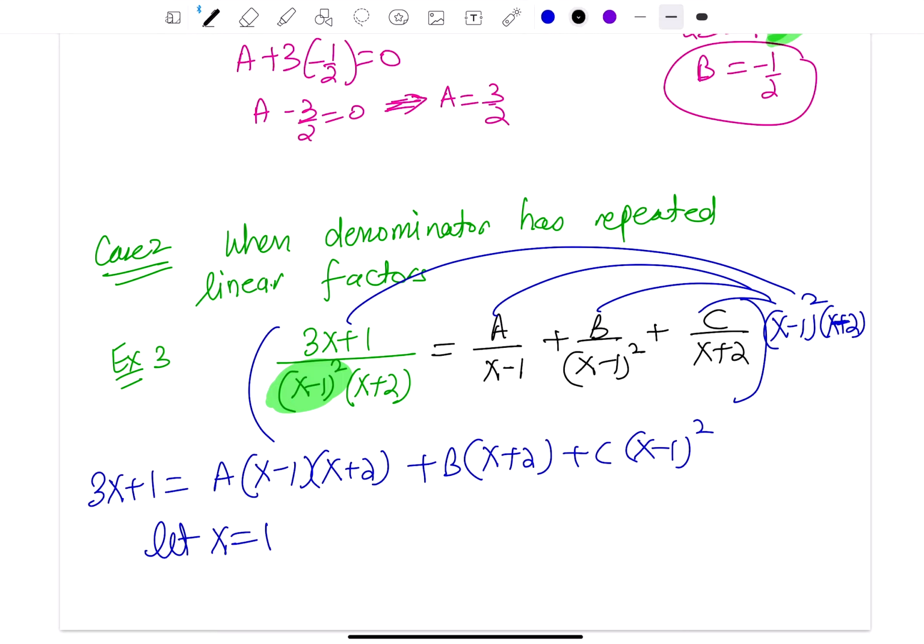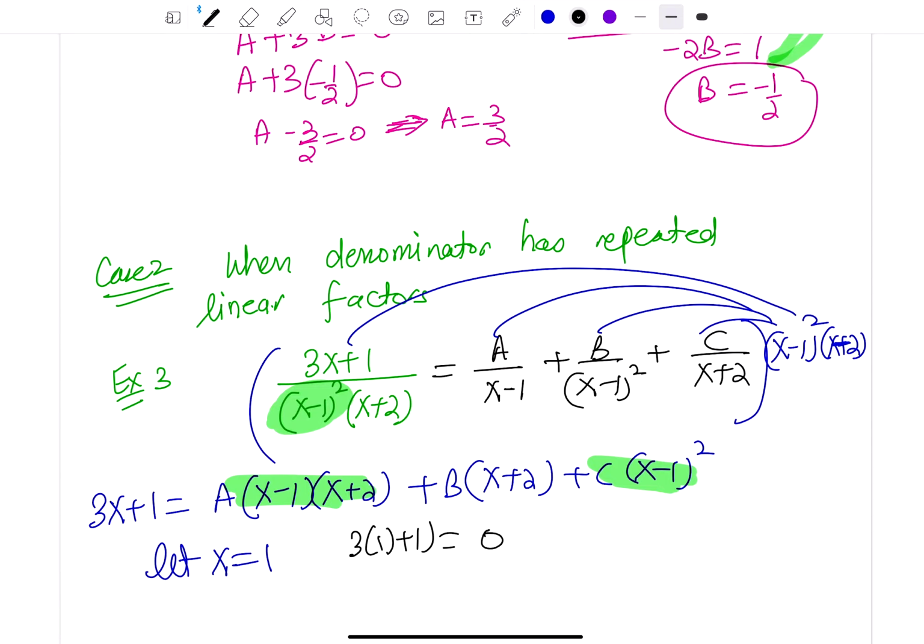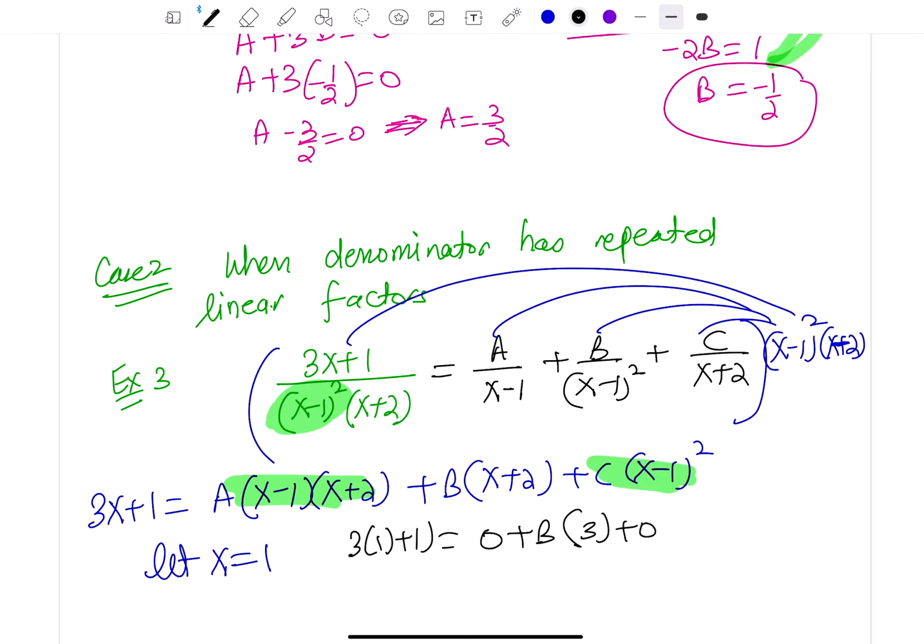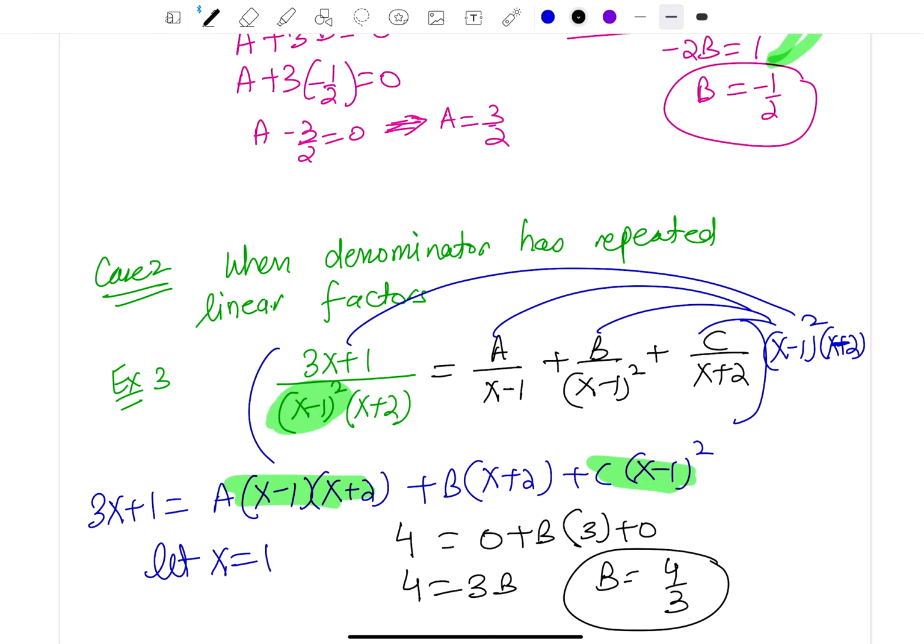So let's see. 3 times 1. Let's go ahead and plug x as 1 on both sides. Each factor that contains x minus 1 is going to become 0. So it's going to be 0 plus b times 3 plus 0. Left hand side is 3 times 1 plus 1, which is 4. So 4 equals 3b. b turns out to be 4/3. We just found one of the coefficients, which is b, and we got b as 4/3.